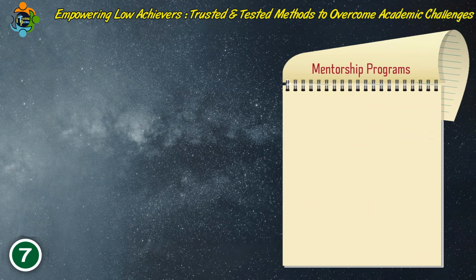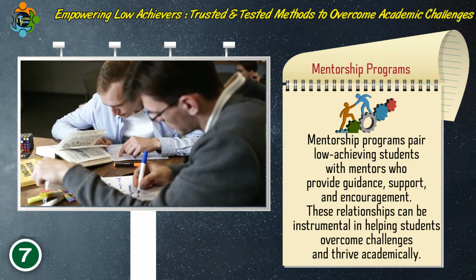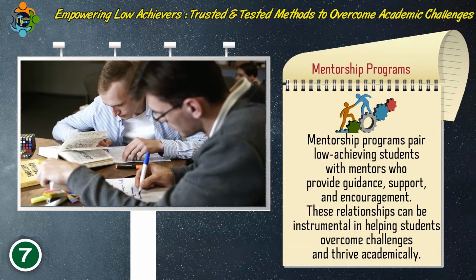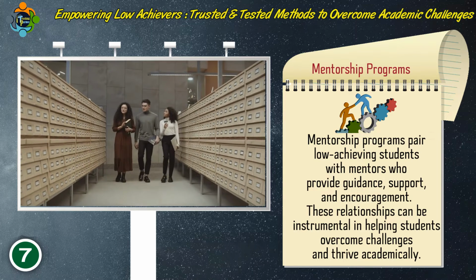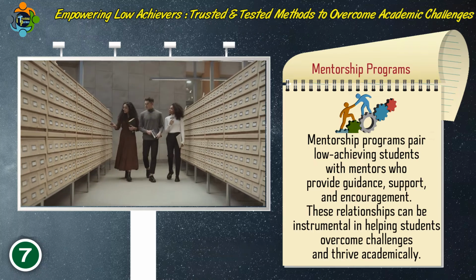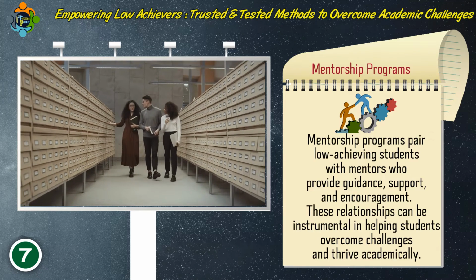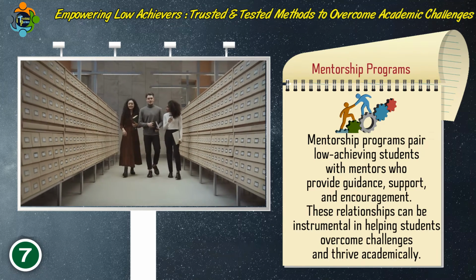Number 7. Mentorship programs. Mentorship programs pair low achieving students with mentors who provide guidance, support, and encouragement. These relationships can be instrumental in helping students overcome challenges and thrive academically.